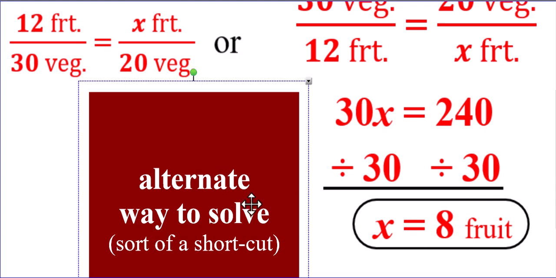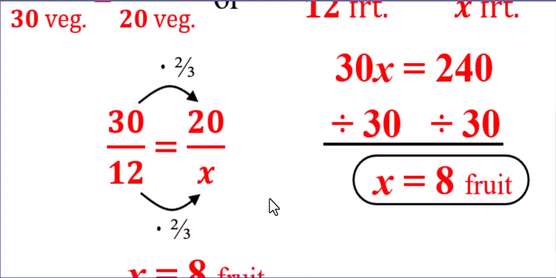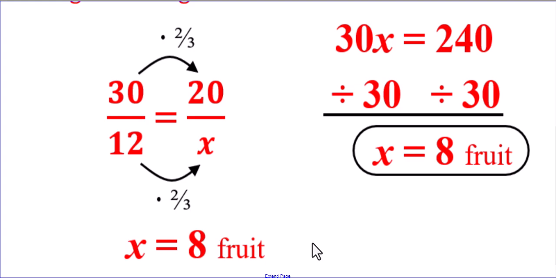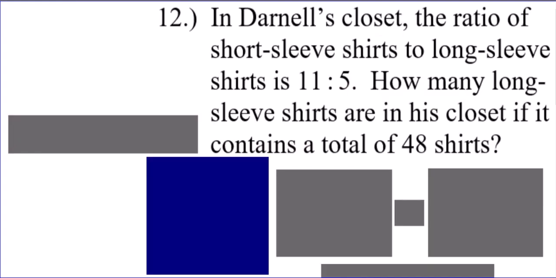Yes, there was a shortcut to this, although it might not have been as obvious. 30 times 2/3 makes 20. So 12 times 2/3 would have made 8 fruit plants. That could have been a possible shortcut for solving this problem.